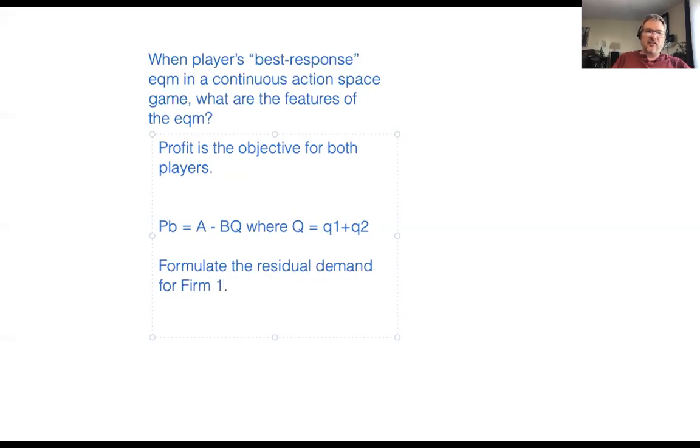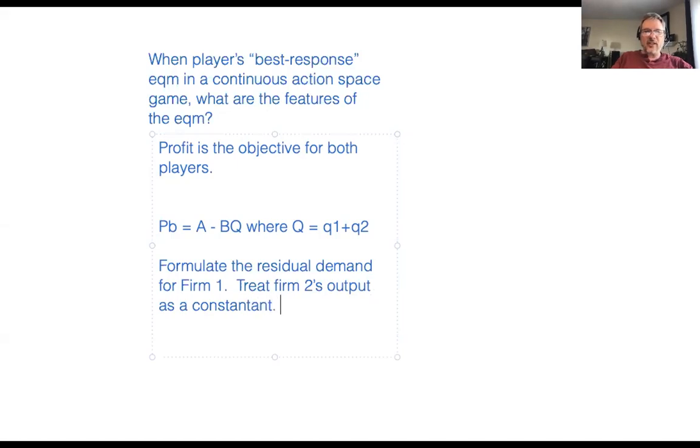Okay. You could start with firm 2, but why do that? I don't know. So the way that you do that is you say, okay, treat firm 2's output as a constant.